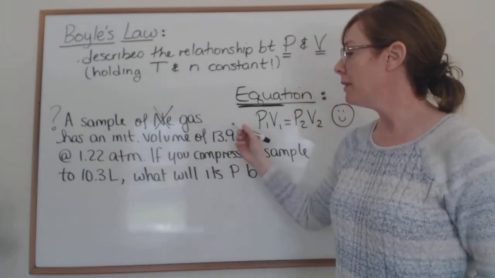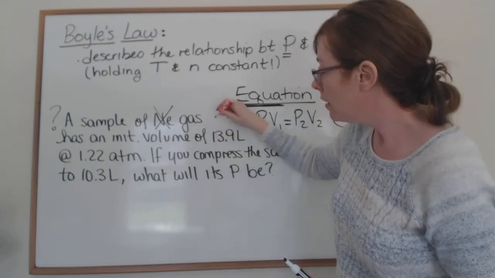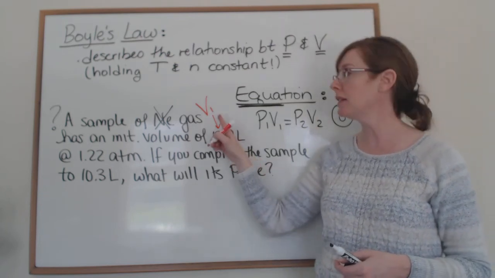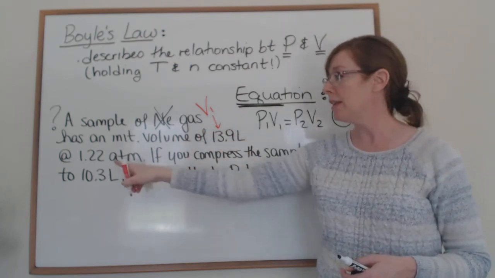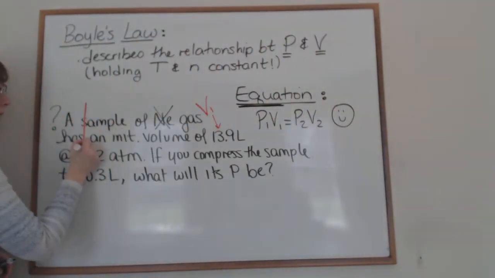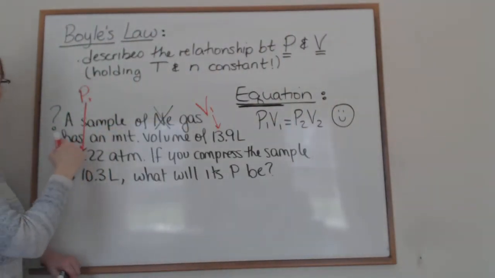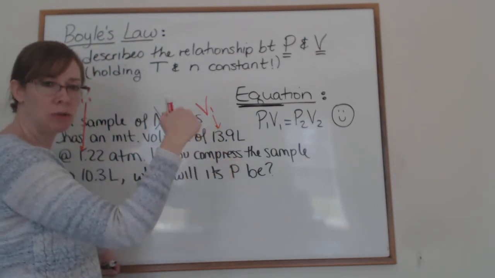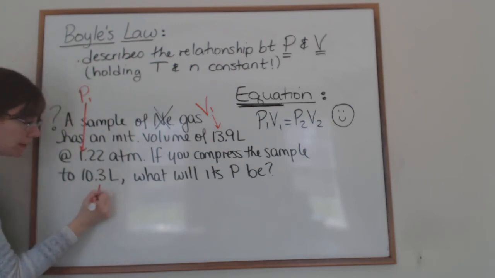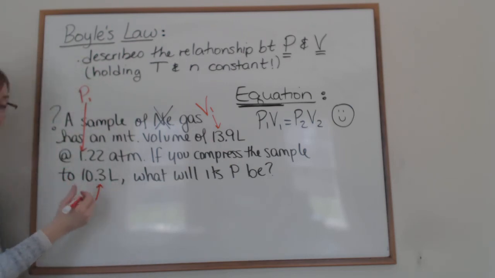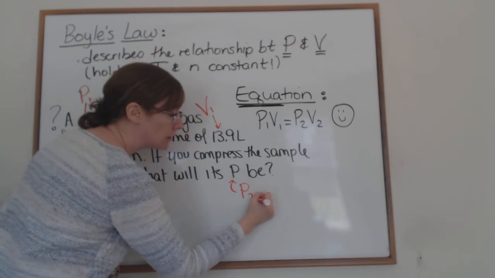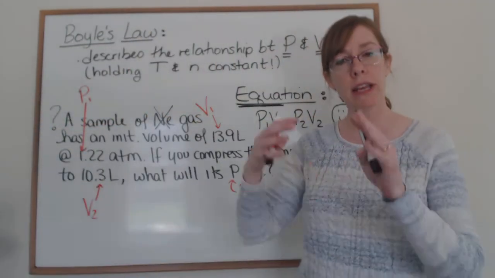It has an initial volume of this. Hopefully you can see initially it was 13.9 liters. Liters is a volume unit. That's your first volume, initial volume. And this is your initial pressure, 1.22 atmospheres. That's what it was before you've changed it. And now you go ahead and change it. You compress the sample. You do something to your sample. And what would this number be? Hopefully you can see that that is your second volume, your after volume. And what are you solving for? You are solving for the new pressure.